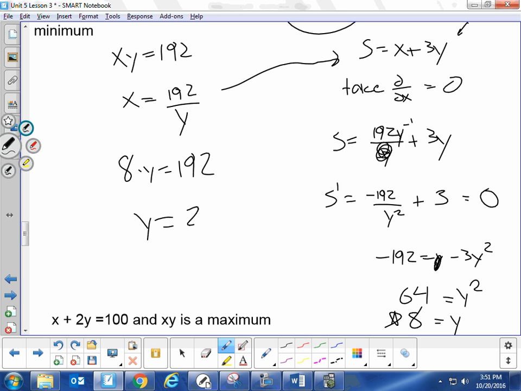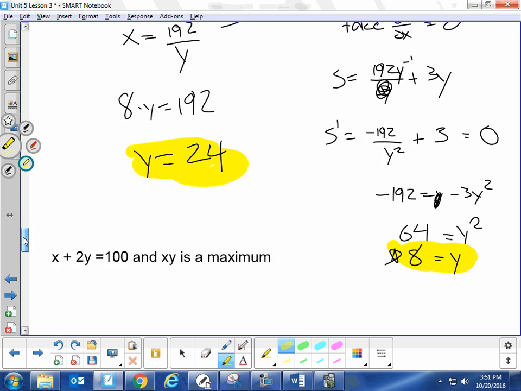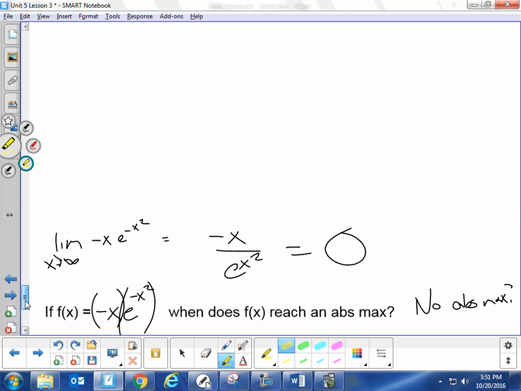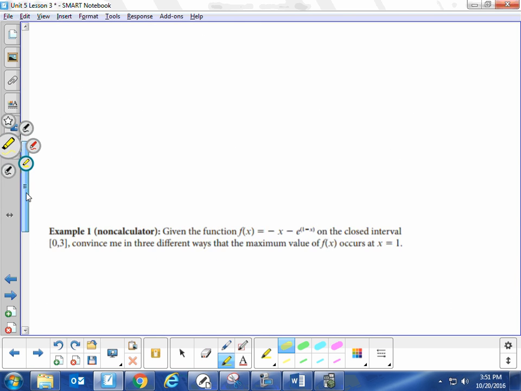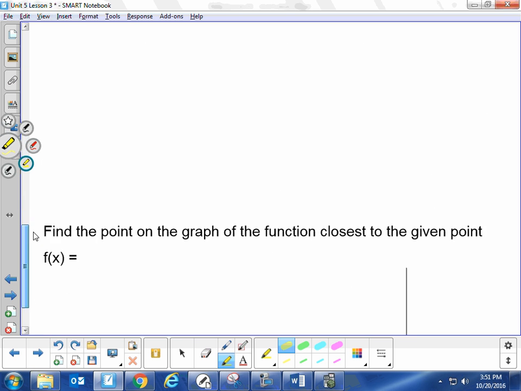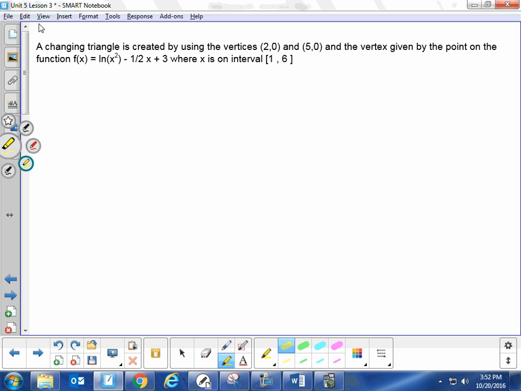Okay, so there's a couple more examples of this type of problem that you need to watch and then do the quiz to prepare yourself for the test. Examples are, a gardener wants to make a rectangular enclosure using a wall of a barn as one side and 120 meters of fencing for the other three sides. Find the dimensions that give the greatest area. Another one would be like that one and a couple others. They're going to be on the website.